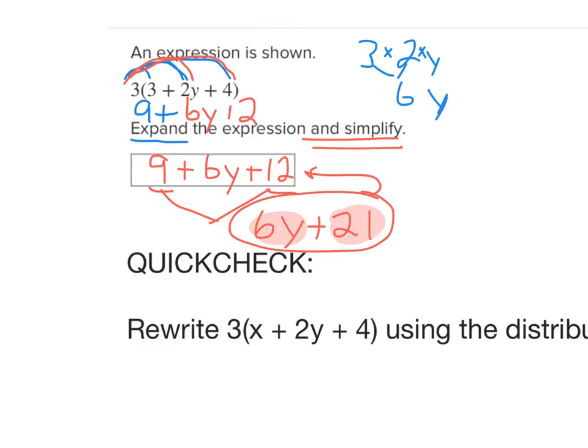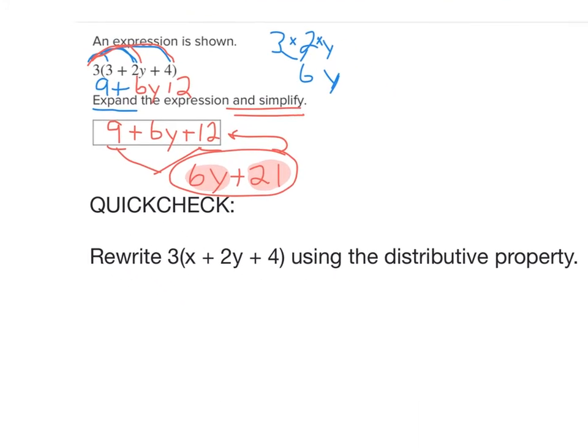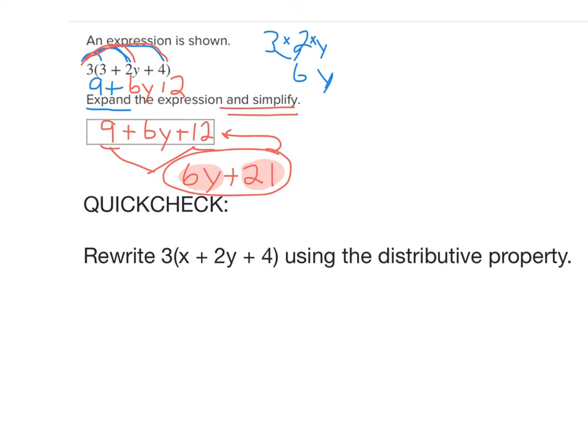Okay, so long lesson today. I got carried away. So your quick check. Rewrite 3 times x plus 2y plus 4 using the distributive property. Then get it checked out.